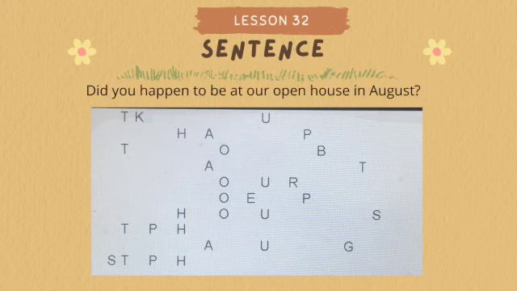So this is the answer. Did you happen to be at our open house in August? Okay, if you want to take a closer look, a better look on how the words are written, then you can again click the pause button for that. So remember that this sentence comprises briefs as well as phrases.